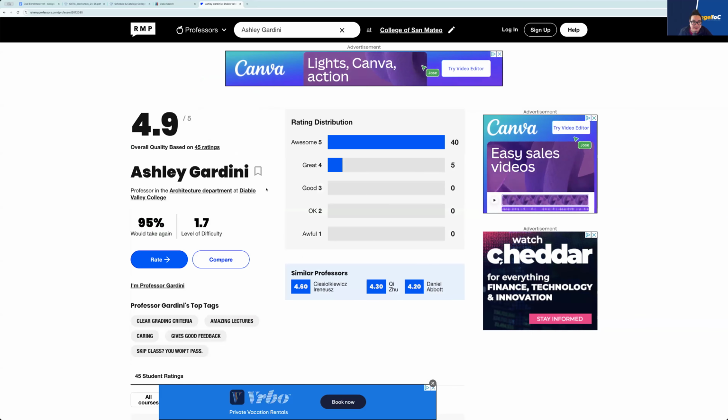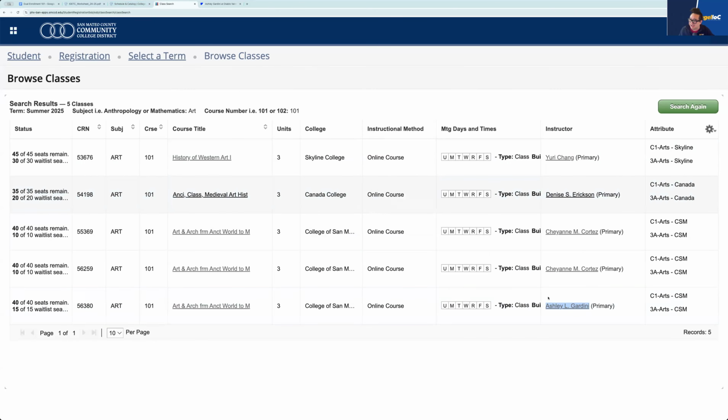So this actually might be the same Ashley Gardini. Again, I'm sure you can go through email to try to filter and find out if it's the same person and not a twin. But what have we learned so far? Out of these 4 teachers, Denise is brand new. We have no clue about her. These two we don't like so far, but these two are better.